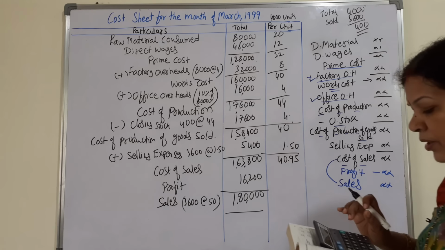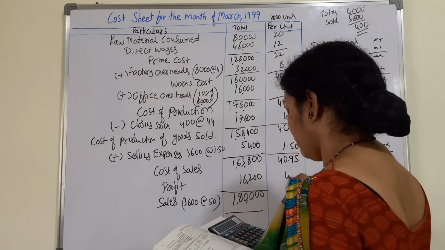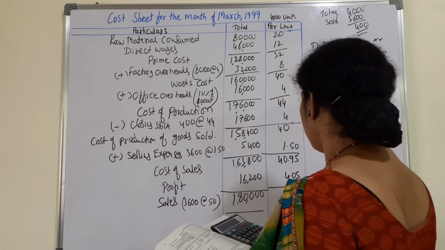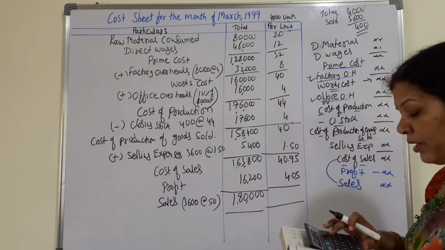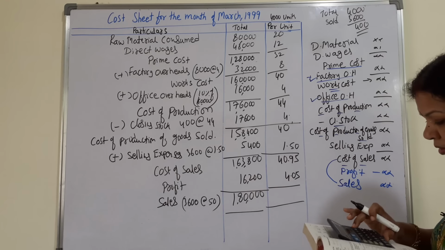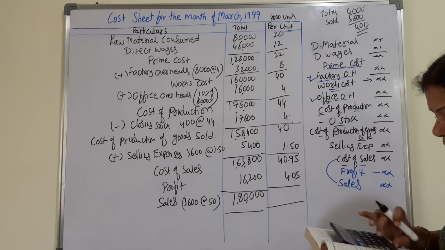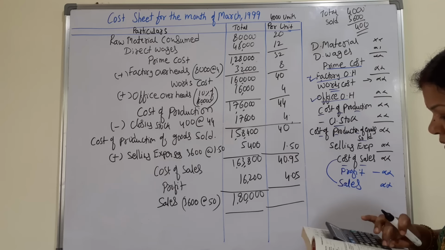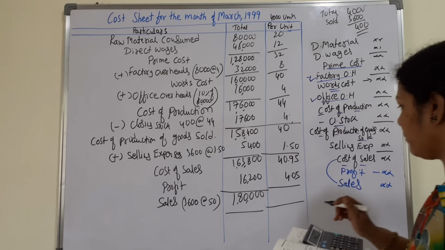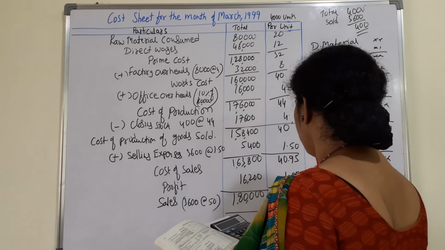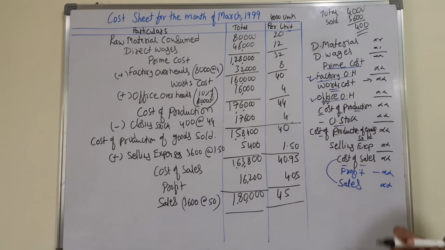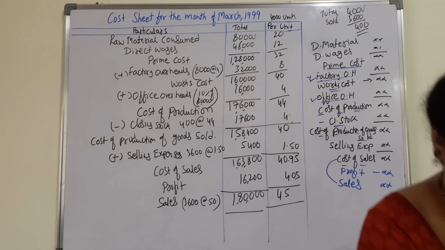So this is 4.05, and 1,80,000 divided by 4,000 comes to 45. If you add it also, approximately you will be getting 45 only. That's all. This is the problem.